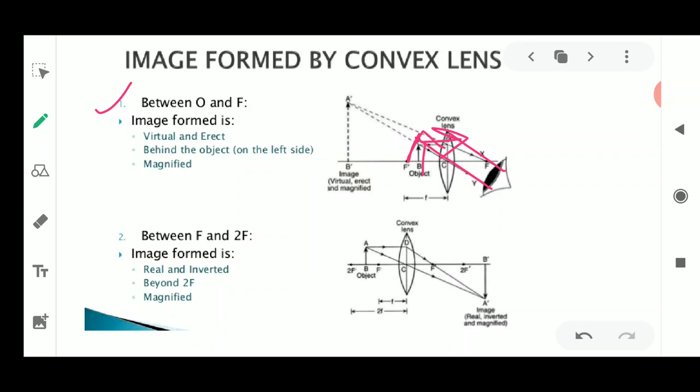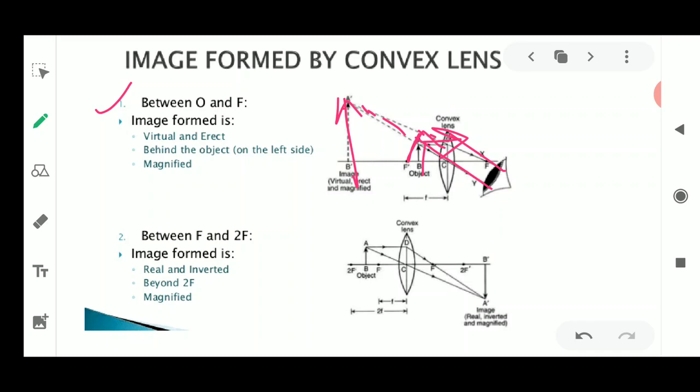Next, we extend these 2 lines. We'll see that on the back side of the object, they are going to meet somewhere. So here you can see that the image is virtual, erect and magnified. It is virtual because it is formed on the same side of the lens from where the object is placed. If it had formed on the opposite side, it would be a real inverted image. Because it is formed on the same side, perpendicular to the principal axis, it is a virtual image.